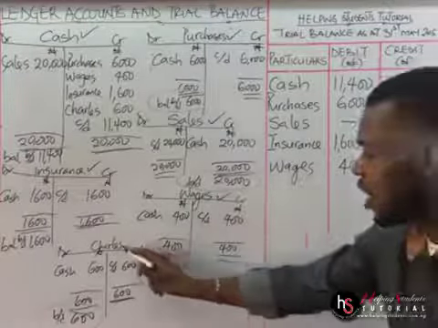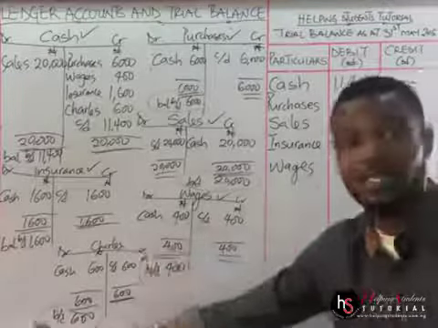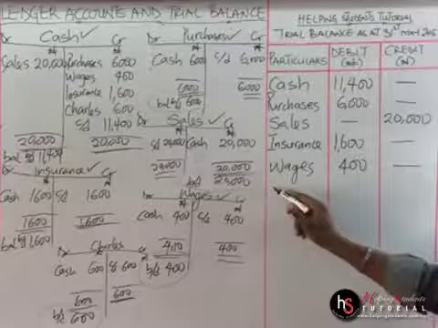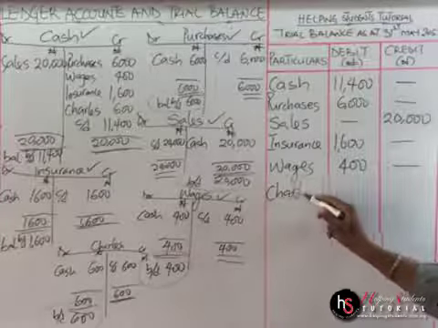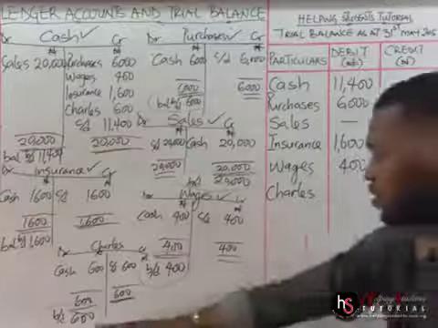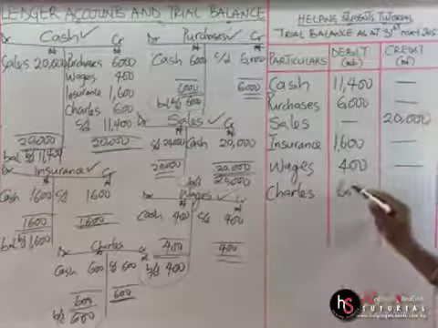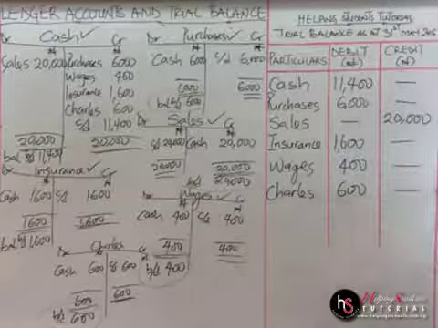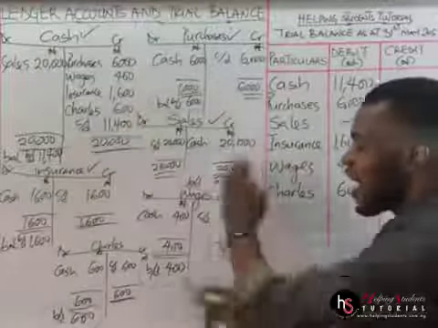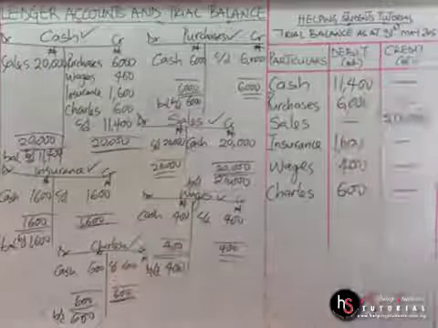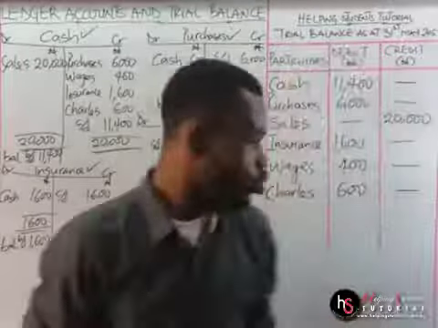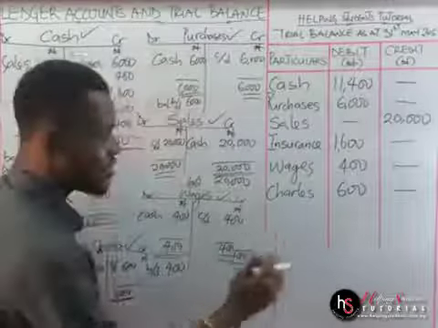Now the last one, we have Charles. Charles also has a debit balance. So on the debit side, we have Charles. And what do we have here? 600. This is 600. And on the credit side, nothing. Now we have entered every transaction. The next thing we'll do now is what? To close this account. All right? That is the next thing we'll do.